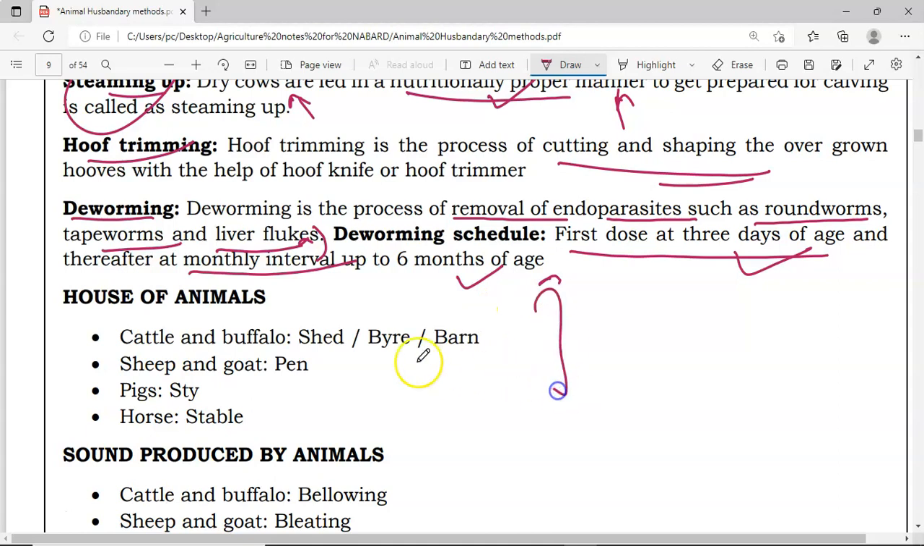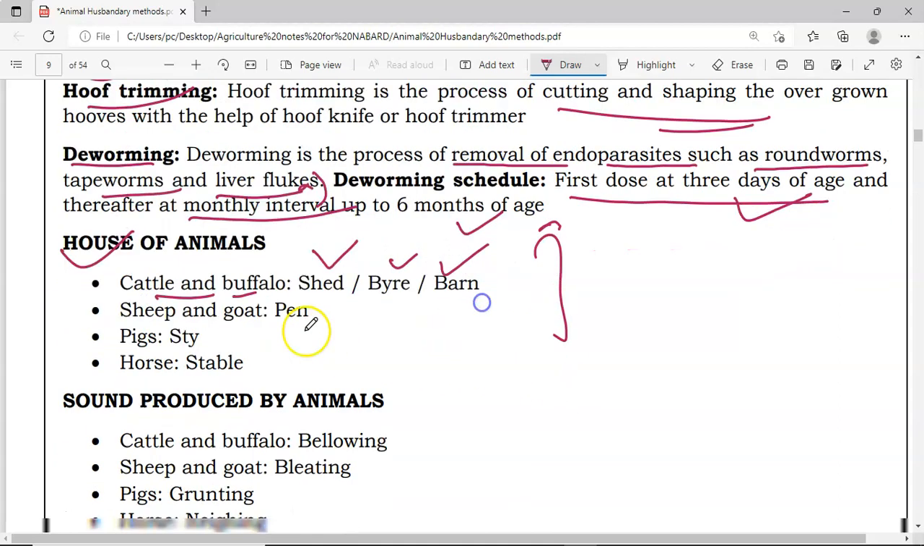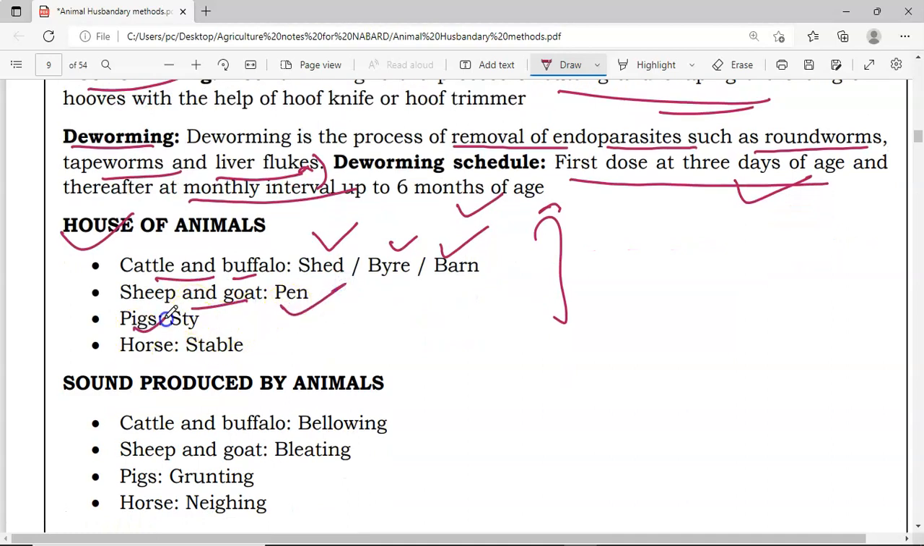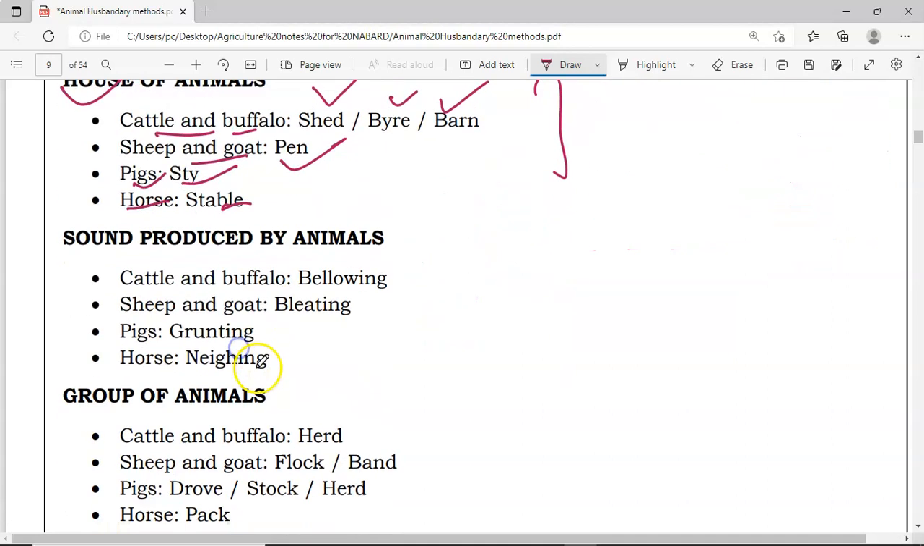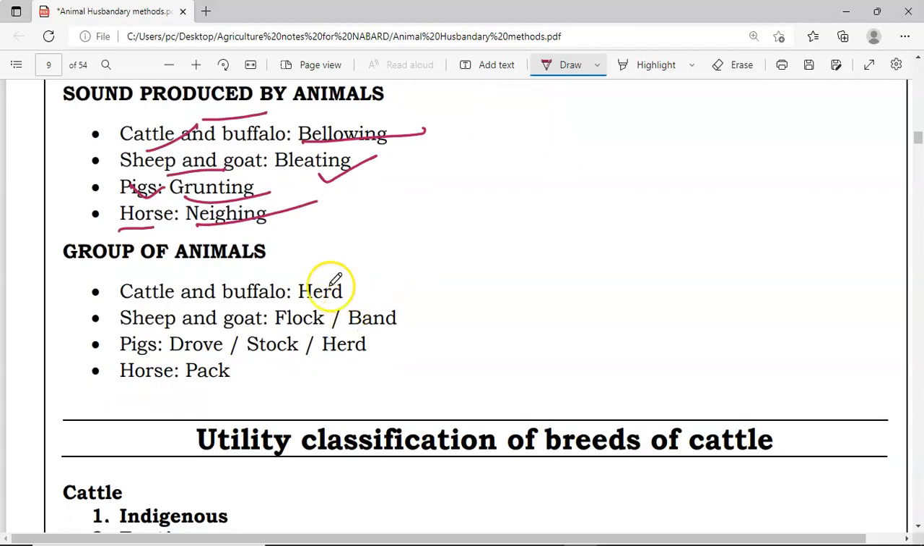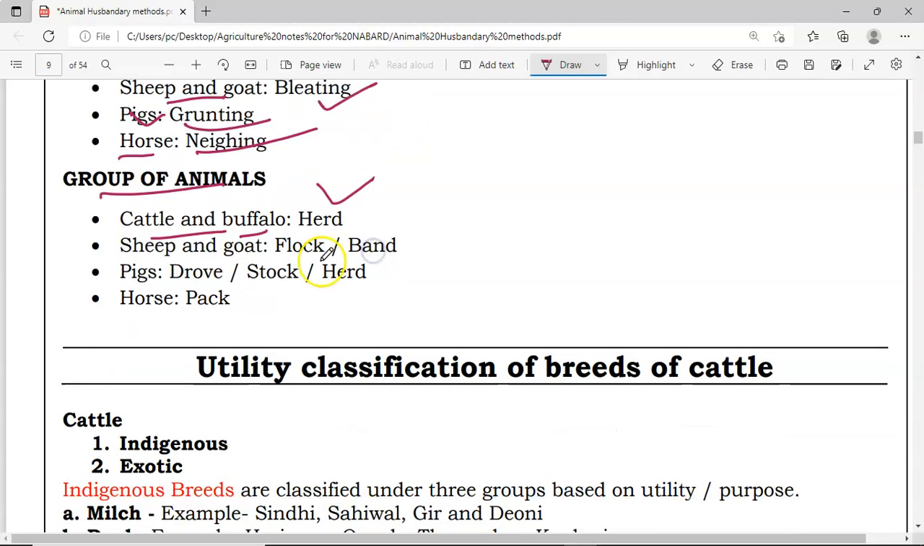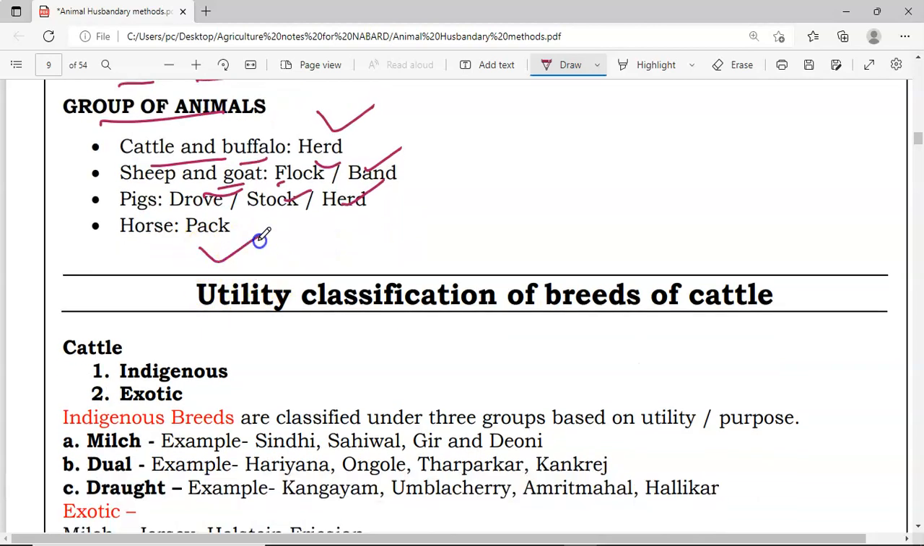Friends, these are some important terms. The house of an animal: cattle and buffalo, shed, byre and barn; sheep and goat, pen; pigs, sty; horse, stable. Sound produced by the animal: cattle and buffalo, bellowing; sheep and goat, bleating; pigs, grunting; horse, neighing. Groups of animals: cattle and buffalo, herd, I have already told you; sheep and goats, flock and band; pigs, drove, stock and herd; horse, pack.